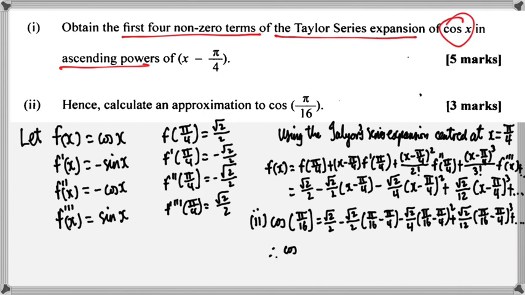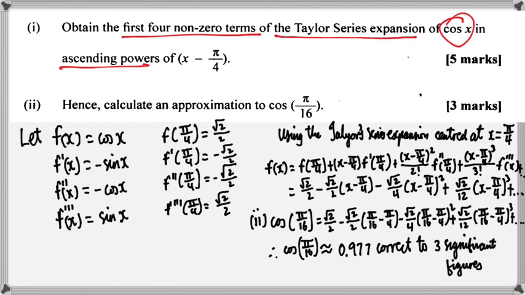So we can do that, and when we plug it into our calculator, we will get that the approximation to cos of pi on 16 is 0.977, correct to 3 significant figures. Squiggly line just to make sure that you let them know it is an approximation of cos of pi on 16. And this part 2 is actually an application of the Taylor series expansion. So that's something to note as well. Right, guys, so this is your solution for part 1. This is your solution for part 2.